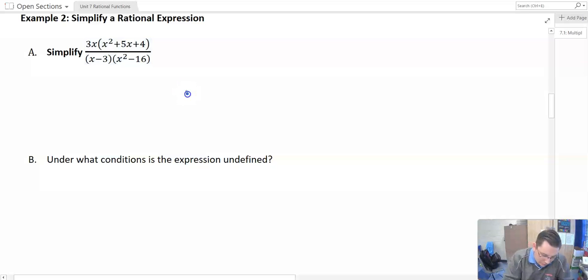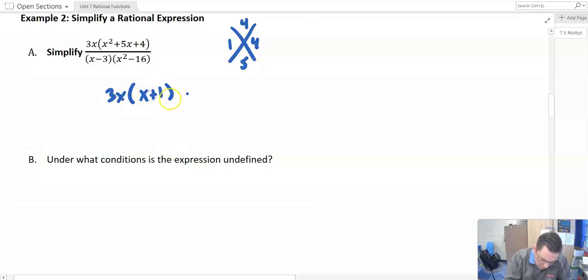Now, to simplify this, we're going to look at the top first, and we'll have to X puzzle that. So 4 and 5, so 1 times 4 is equal to 4. And so our numerator is going to be 3x times x plus 1 times x plus 4. The denominator, the x minus 3, is not going to change because it's already factored.